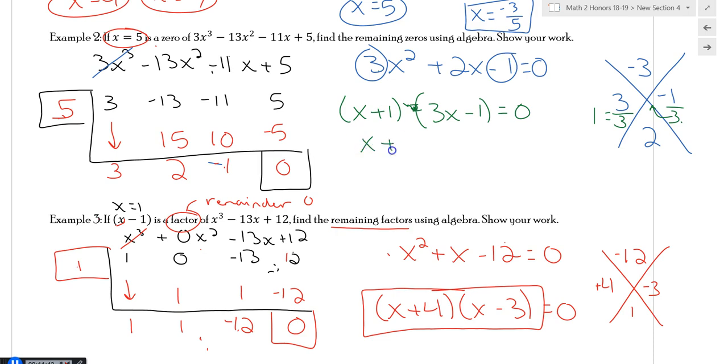So we want x plus 1 equals 0 and 3x minus 1 equals 0. Here I want to finish solving because it's asking for my zeros, not my factors. If it starts with an x equals, you want to end with an x equals. If it just gives this, like the x minus 1, that's what you end with. Depending on what you started with, that's what you should end with. So then, x equals negative 1.